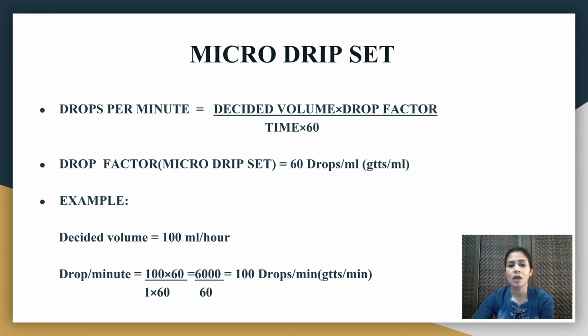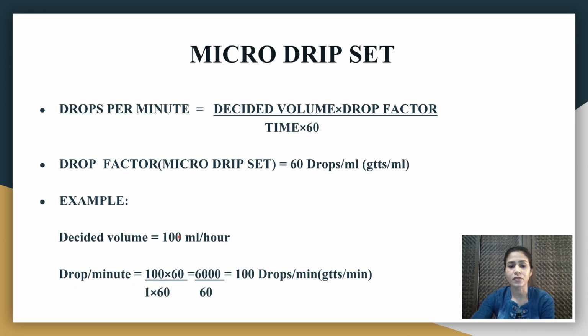Here we can see how to calculate by using a micro drip set. As I said, the formula is the same. Drops per minute is equal to decided volume into drop factor divided by time into 60. Only the drop factor varies. As I am using a micro drip set, my drop factor is fixed, that is 60 drops per ml. And now the doctor advised to give 100 ml per hour. So I am putting this in my formula.